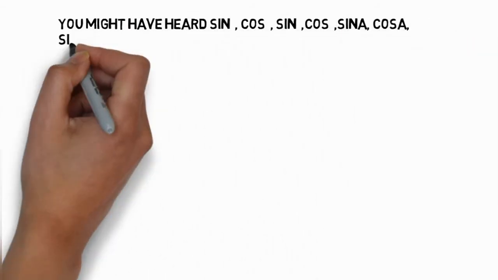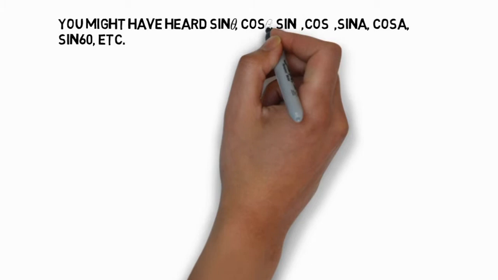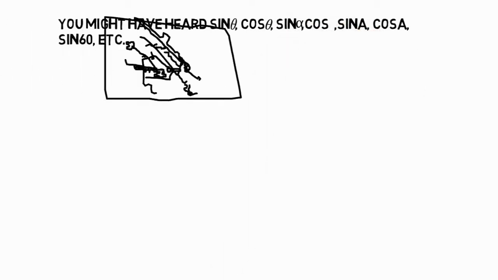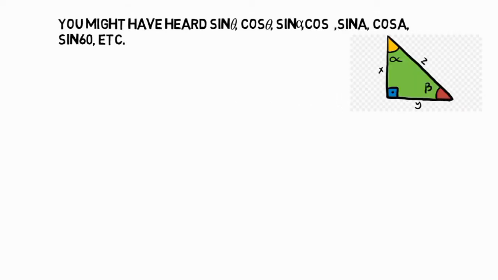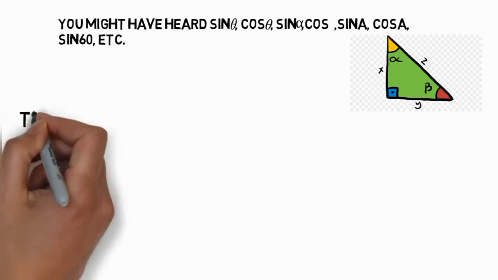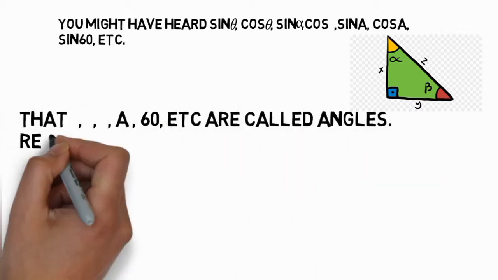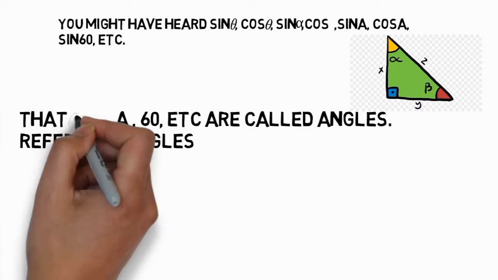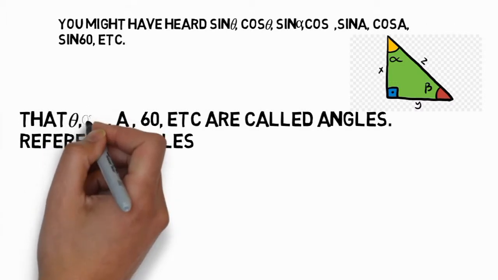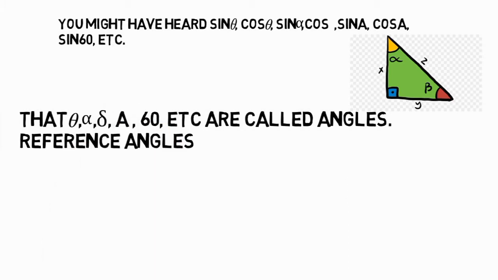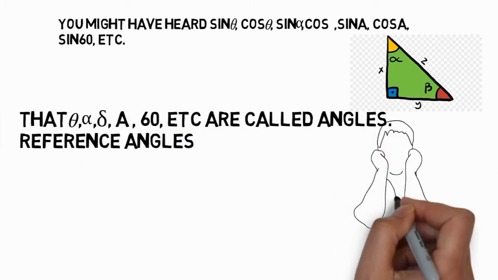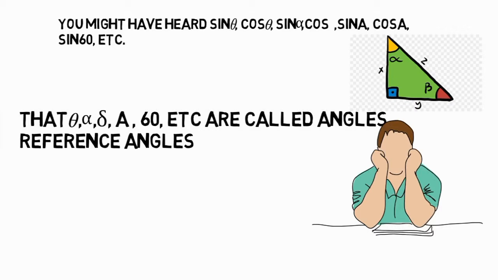You might have heard about sin theta, cos theta, sin alpha, cos beta, sin A, cos A, sin 60, etc. If you look at the figures, alpha reference angle लिने हो भने y हाम्रो perpendicular हुन्छ र बीटा reference angle लिने हो भने x हाम्रो perpendicular हुन्छ। त्यसैले x र y perpendicular को जुन भ्यालु छ त्यो चेन्ज हुन्छ। त्यो भ्यालुलाई भन्छ reference angle. That theta, delta, alpha, A, 60 are always known as reference angles which determine the perpendicular and base. So what next?